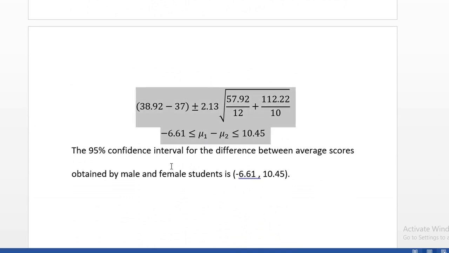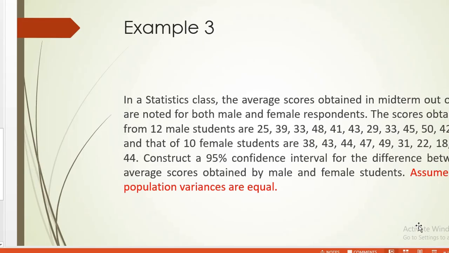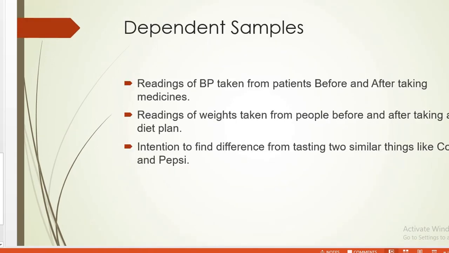So the 95% confidence interval for the difference between average scores obtained by male and female students is this one. This is just a simple interpretation of your confidence interval. Now the last topic is dependent samples.